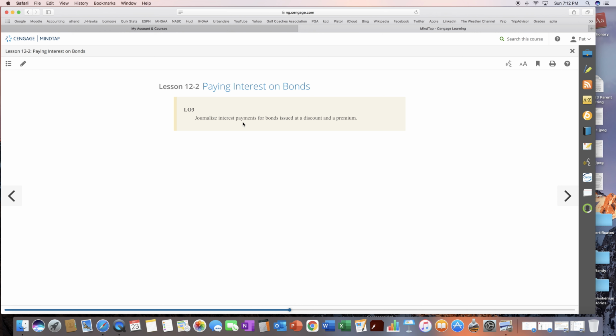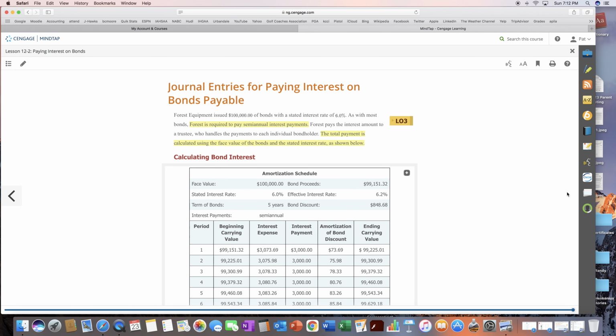So we're going to journalize interest payments for bonds at either a discount or a premium, depending on how we go about doing things. And we will either credit the discount on bonds payable, or we'll debit the premium. It just depends. So we're going to talk about it.